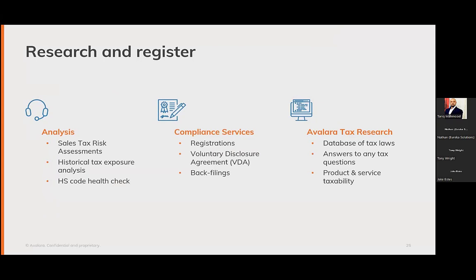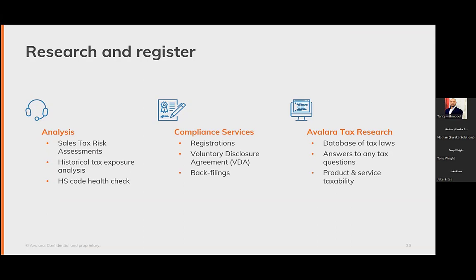So how can Avalara help? With step 1, researching your requirements, we have a variety of services to help you analyze your obligations. So this might be a nexus study to help you understand where you have nexus. If you have identified historical tax liability which needs resolving, we can help you understand exactly what that liability is to help you make the correct decisions to remediate and lower the liability. Another service is a HS code health check, which is very useful if you are in doubt of the HS codes you are using or plan to use.